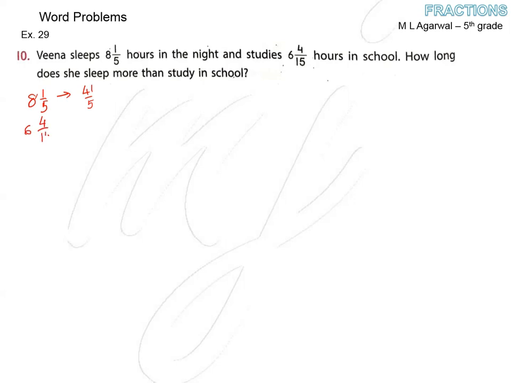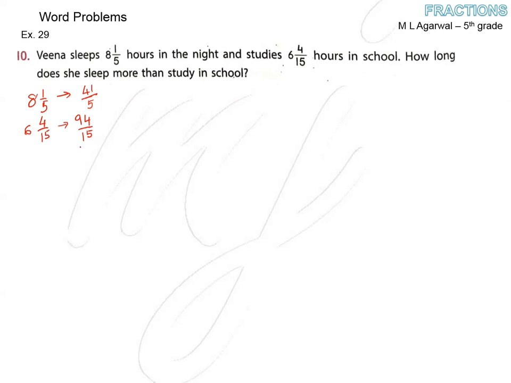15 6s are 90 plus 4, 94. 94 upon 15. So we are getting the two fractions now, 41 upon 5 and 94 upon 15. But we see that they are both unlike fractions, 5 and 15. So what will be the LCM of 5 and 15?